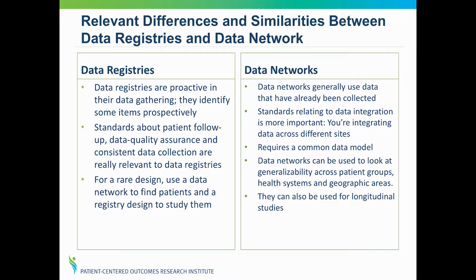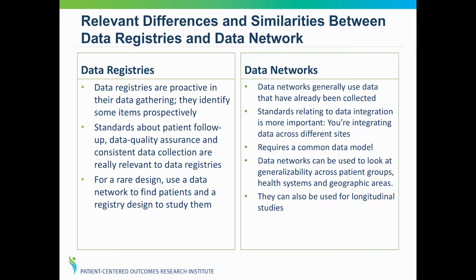I admit I found it a little confusing, too, because I think there's overlap in terms of when someone's using the data from either data networks or data registries for research, and it can be easy to see them as the same thing. But there are some important differences. Data registries are generally proactive in their data gathering. That doesn't mean that they're proactive in the way that data are gathered for a prospective trial, but they're proactive in that when a patient meets certain criteria, they're entered into a registry.